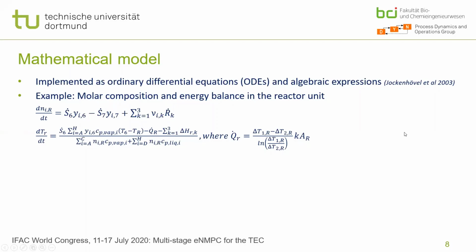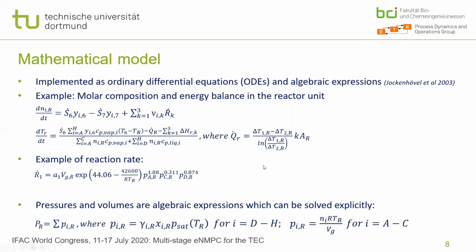I will just give an example of the ODEs with respect to the reactor, which is one of the most interesting units in this process, and it's also where the plant model mismatch and the uncertainty affects the process the most. We also have an example of a reaction rate here. There are 3 of them, and they're all similar, and an example of an algebraic expression, in this case, the total pressure in the reactor.